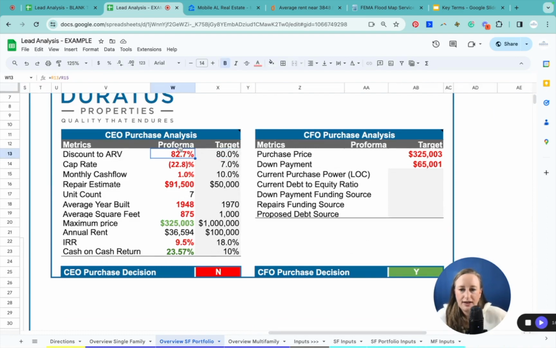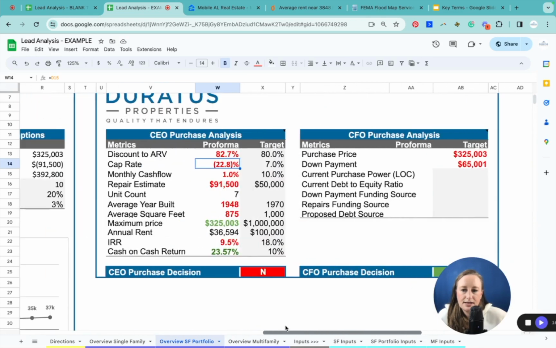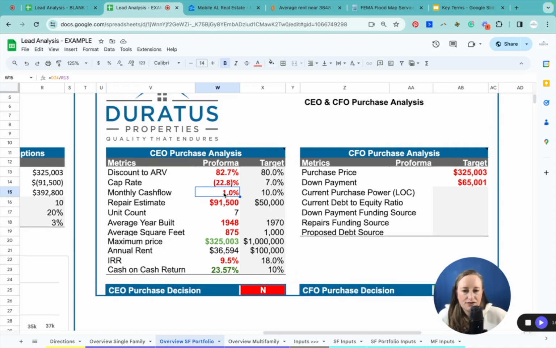No, at $325,000, that's a little bit above our 80% target. So I would need to negotiate a little bit better price. The cap rate, I think it was at 14%. Yes. Okay. So our target is around 7%. The cap rate is a little bit high, actually, which is not necessarily negative, just interesting. Monthly cash flow is at about 1%. So that's a little lower than where we would target, a 10% monthly cash flow.